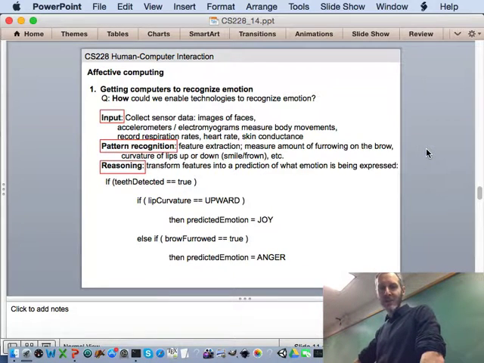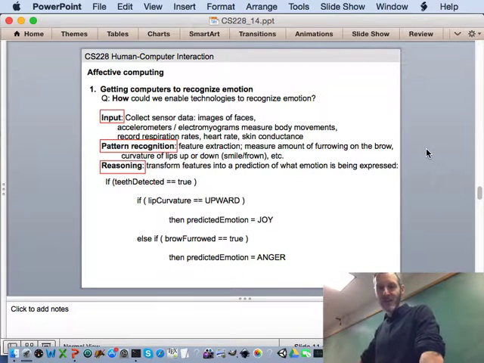We might want to get electromyogram information, which measures body movement or also muscle contraction. We saw that in the free will experiment with the waving finger. Respiration rate, heart rate, skin conductance. These are all obviously important measures of emotion. Our users may not accept that particular solution to detecting emotion. Once we have all that information, then we need to run our machine learning algorithm and do some pattern recognition inside the data set.